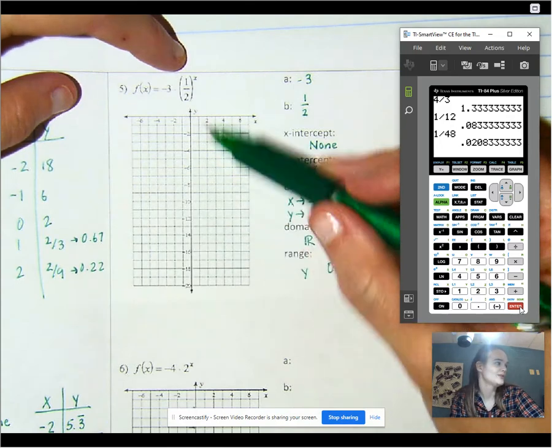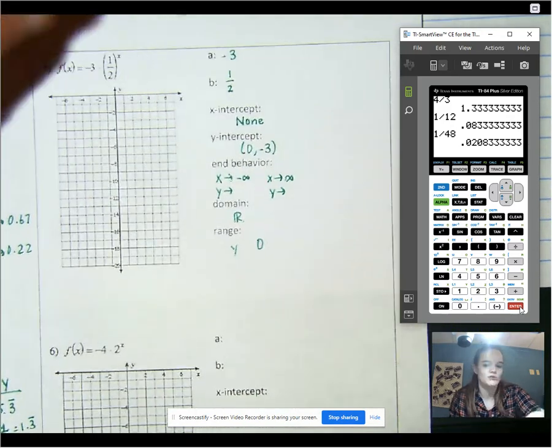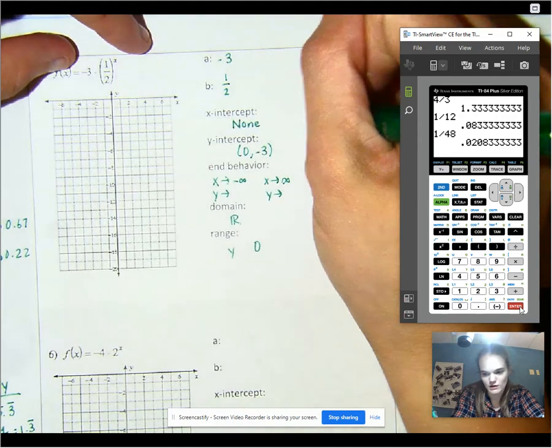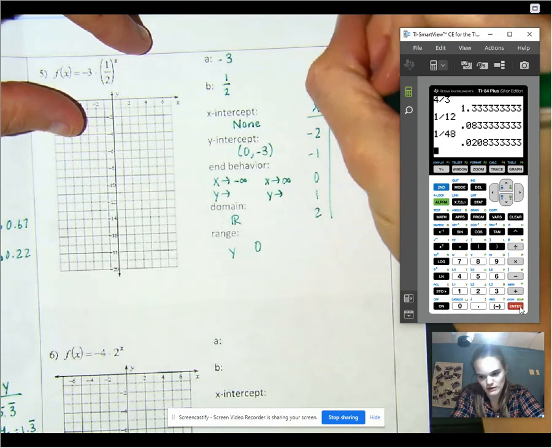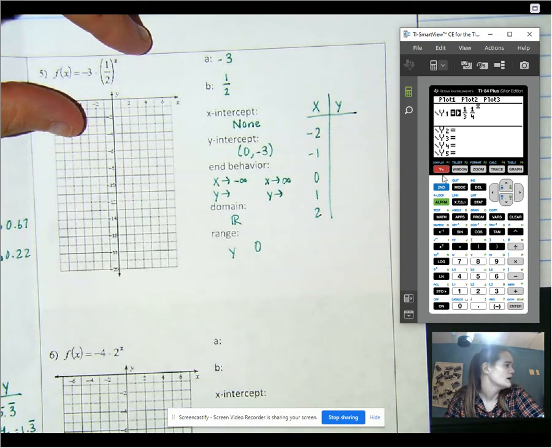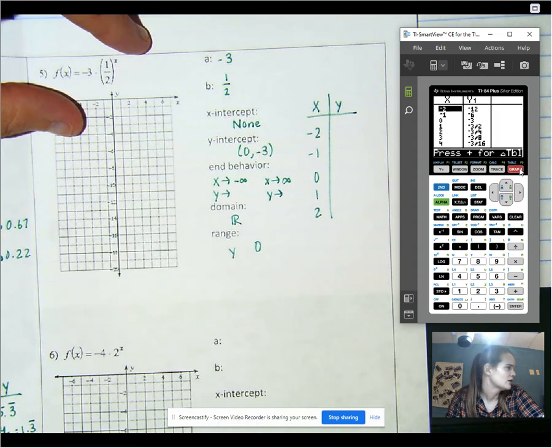If you haven't noticed, by the way, sometimes what they give you in the graph shows you what it's about to be, but oh well. X, -2, -1, 0, 1, 2. Y. Y equals, clear that out, -3. Alpha y equals, enter. Whoops. Okay. 1/2 raised to x.